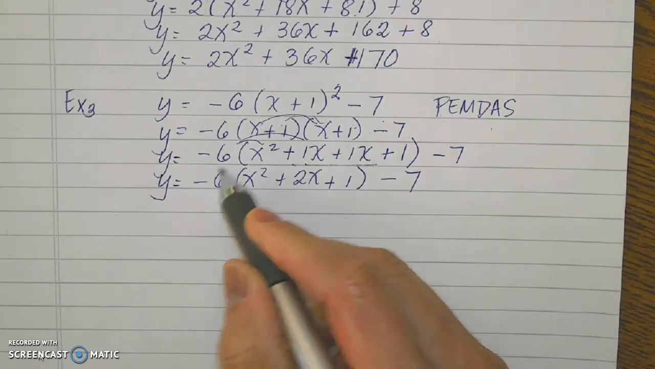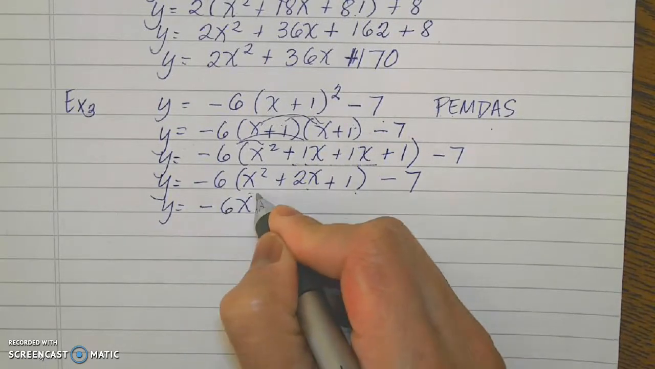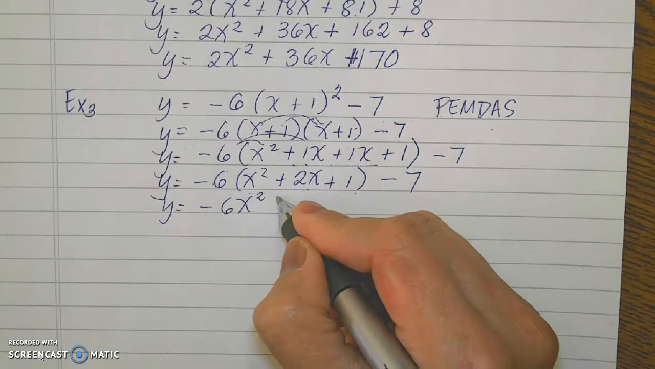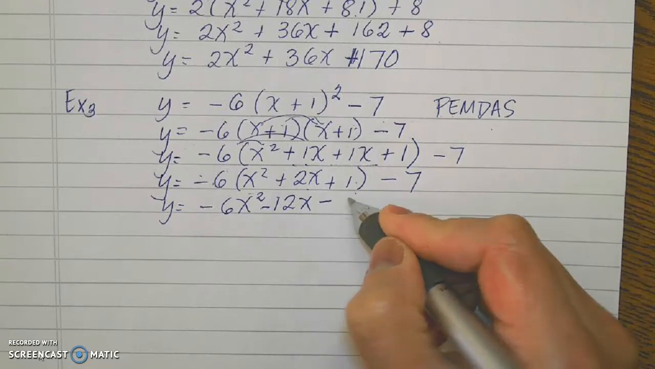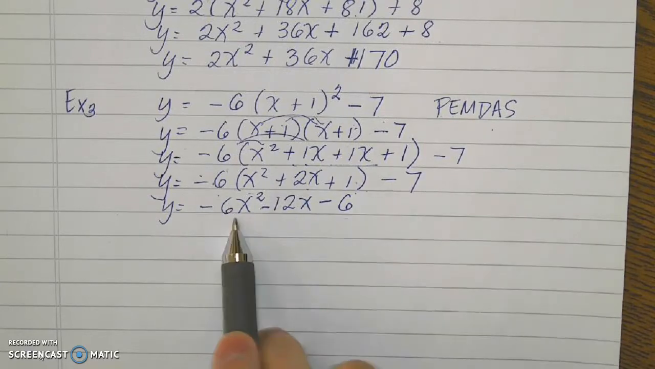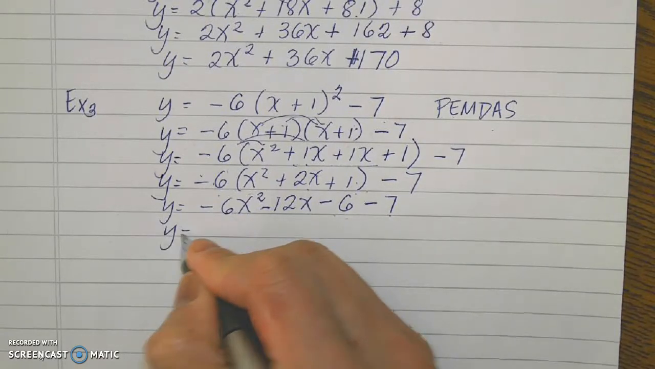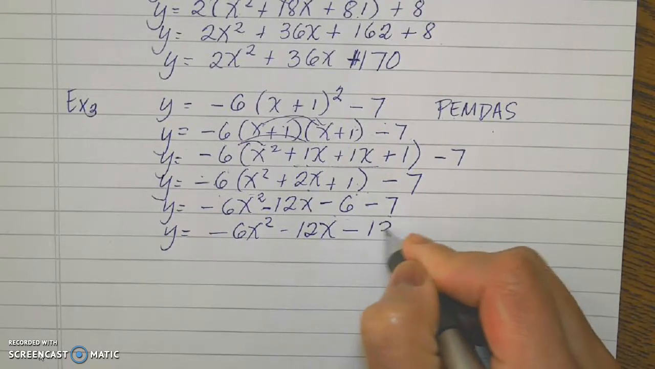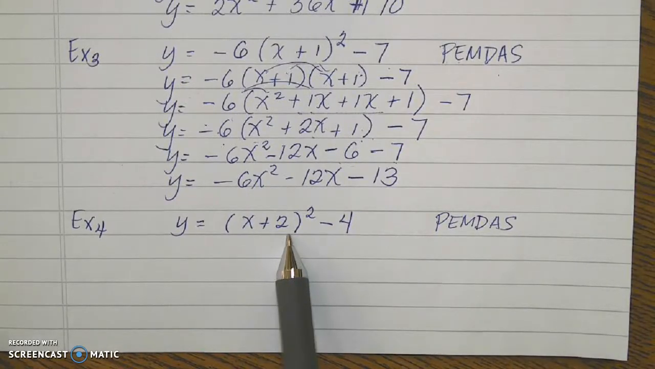Then we distribute the negative 6 to all of the three terms. So that's y equals negative 6x squared. That's negative 6 times x squared. Negative 6 times 2x is negative 12x. Negative 6 times positive 1 is negative 6. Now that we have distributed the negative 6 to all of the three terms, the parentheses is now gone. This is negative 7, and this negative 6 can be combined. So our final answer is y equals negative 6x squared minus 12x minus 13.